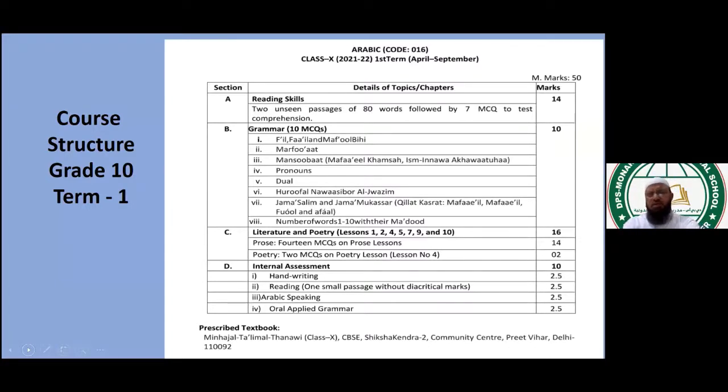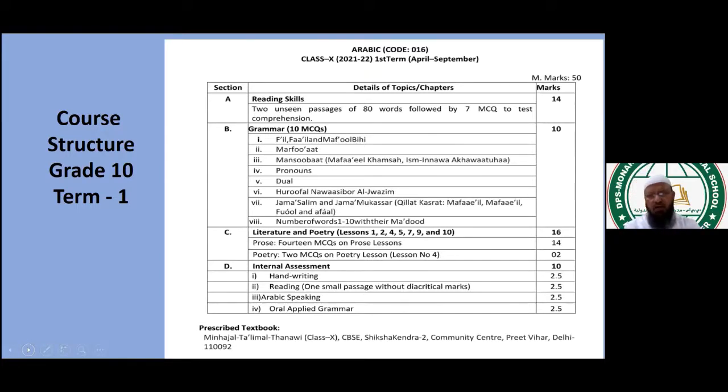For term 1, the question paper will be divided into 3 sections. Section A, unseen passage, 14 marks. Section B, grammar, 10 marks. And section C, literature and poetry, 16 marks. Total 40 marks.